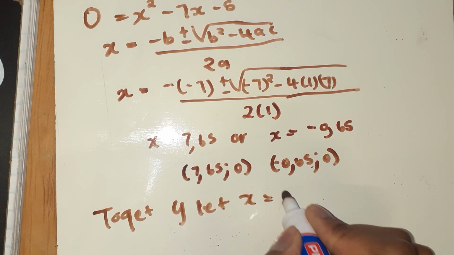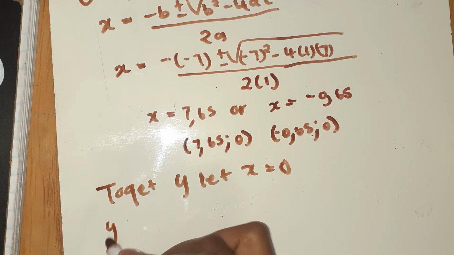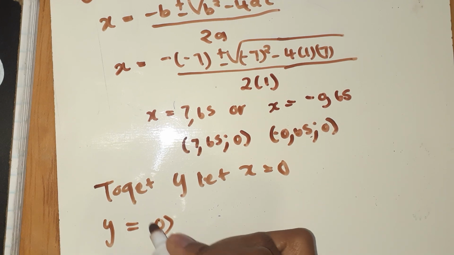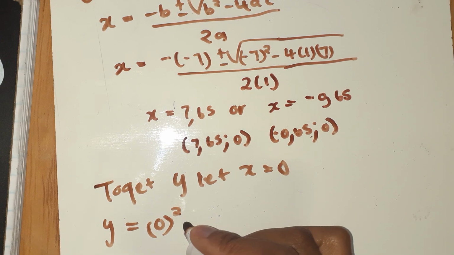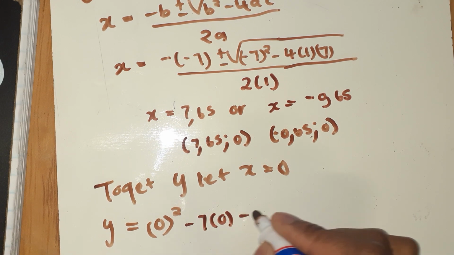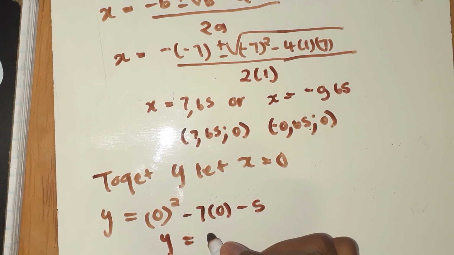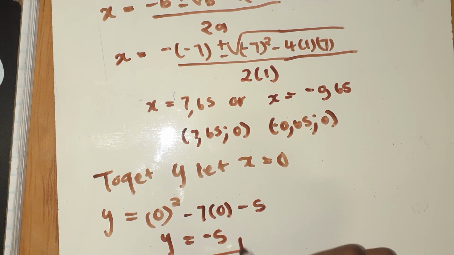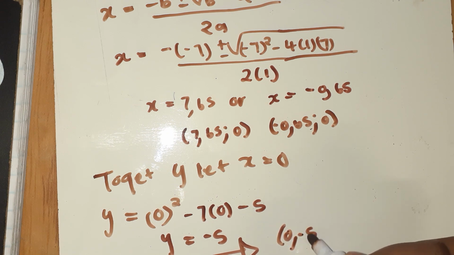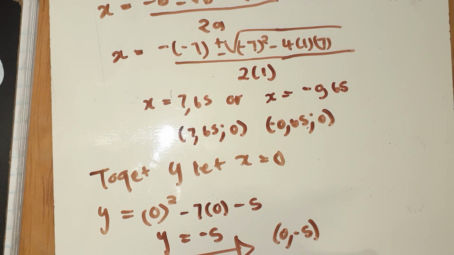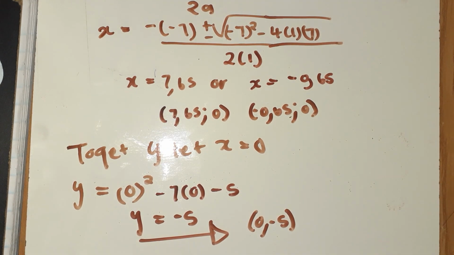To get y, let x equal 0. So y equals 0 squared, where you see x you put 0, minus 7 times 0 minus 5. So y equals negative 5. So the coordinates of y will be 0 and negative 5. Write them down so I can show you how to draw.